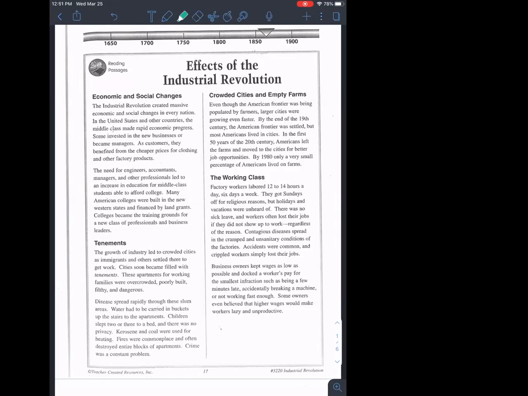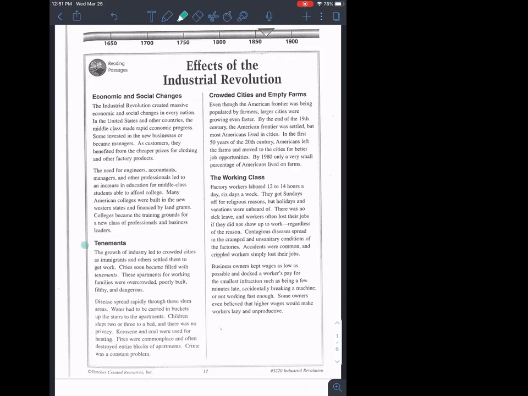The need for engineers, accountants, managers, and other professionals led to an increase in education for middle-class students able to afford college. Many American colleges were built in the new Western states and financed by land grants. Colleges became the training grounds for a new class of professionals and business leaders.